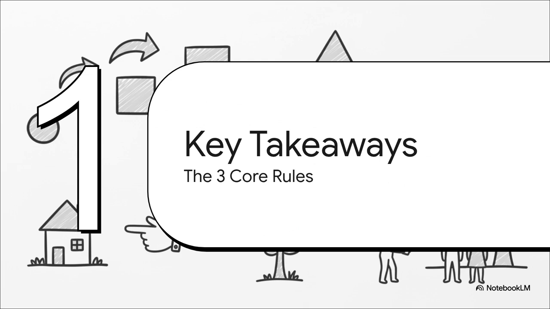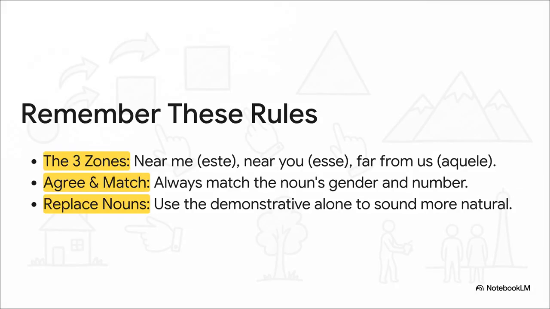So, we've covered a fair bit of ground here. But when you boil it all down, it really just comes back to a few core ideas. So, let's lock it all in with the 3 biggest takeaways you need to remember. First, and most important, the 3 spatial zones. Forget distance. Just think near me, that's este, near you, that's ese, or far from us, that's aquele.